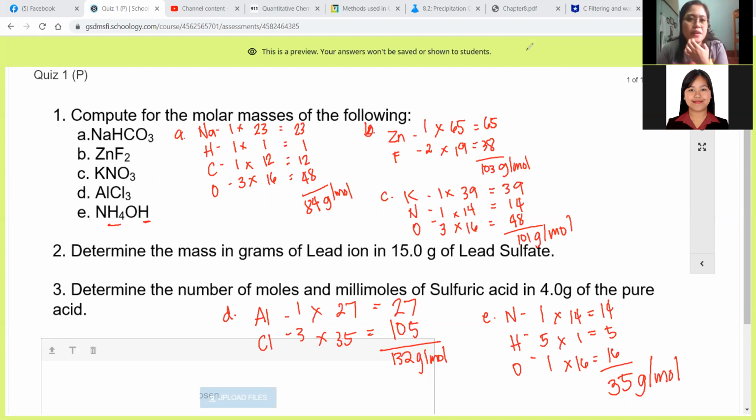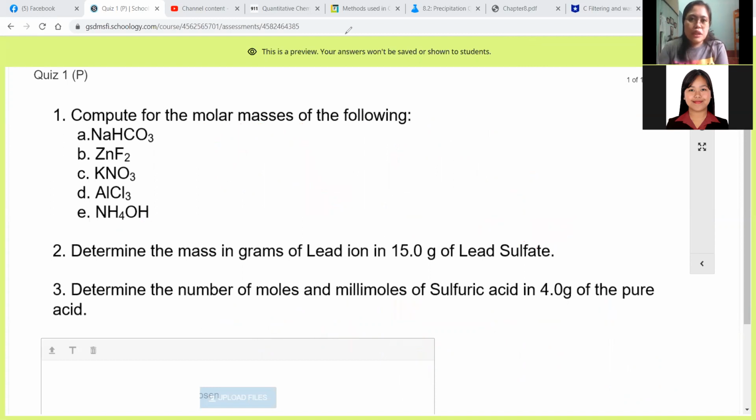Other name for molar mass is molecular mass or formula weight. Parehas lang yan sila. That's how you compute the molar masses. Now let's move on to number 2.